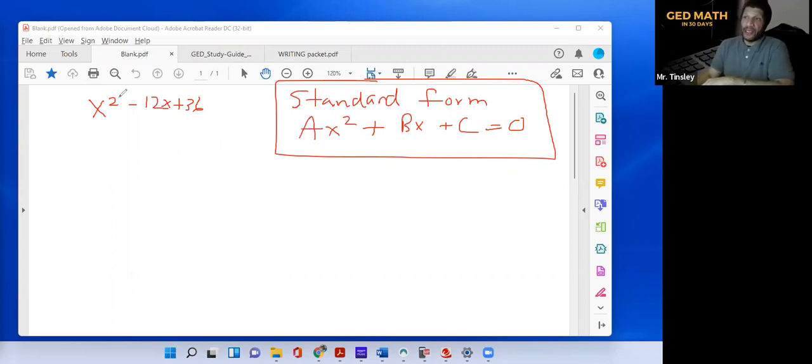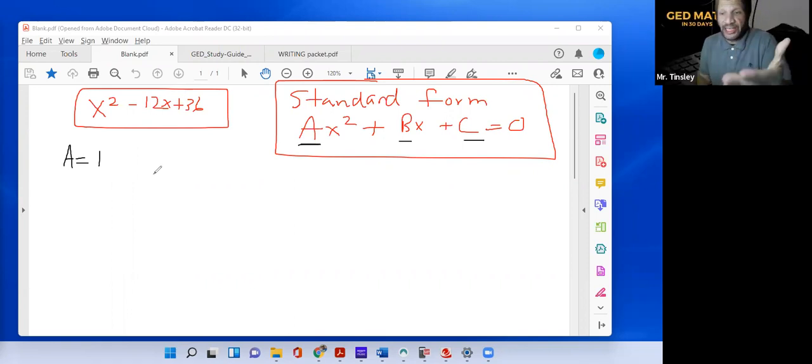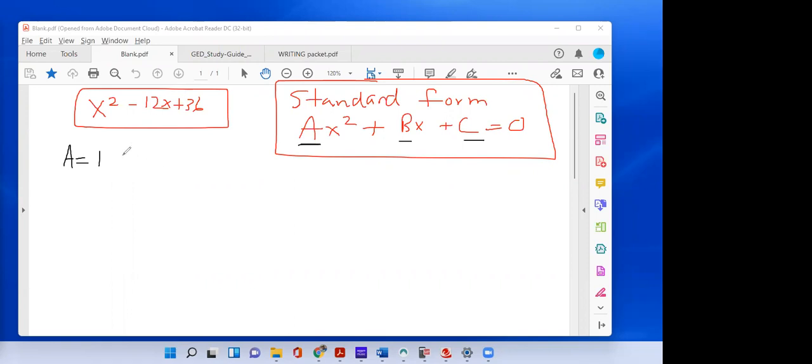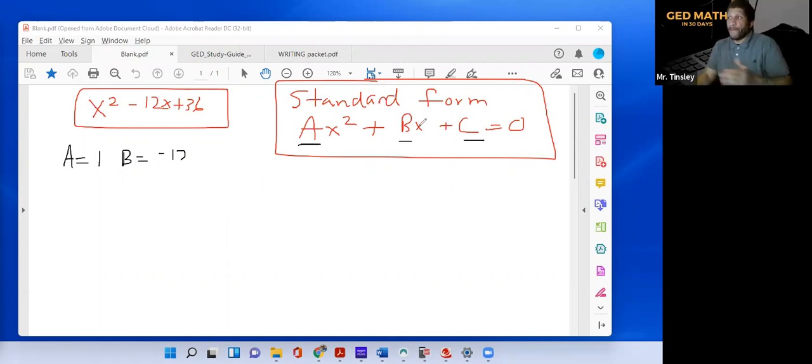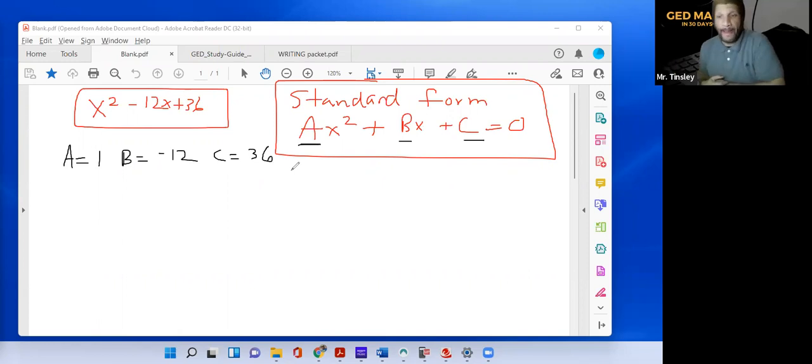So x squared minus 12x plus 36. What would a be with this quadratic equation? What is the coefficient in front of your x squared? It's 1. If you don't see a coefficient, it's 1. What is b? Remember, b is what's in front of the x, so your b is negative 12. And what's c? Positive 36. Does everybody understand that?